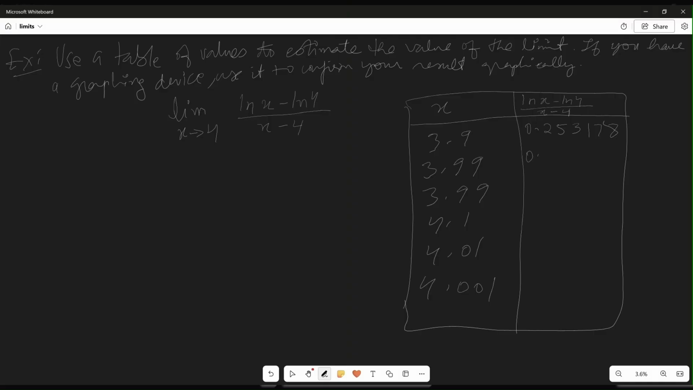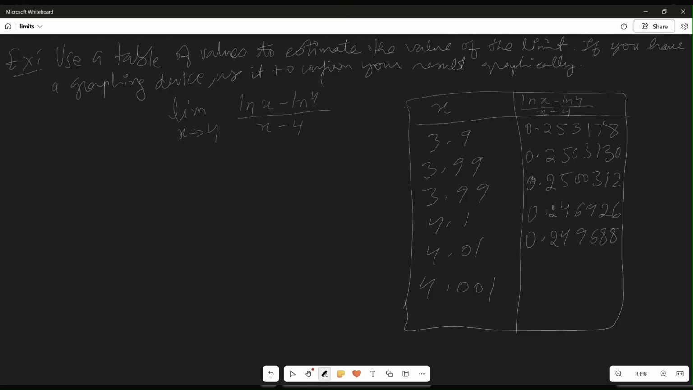And for the next value, it seems to be 0.2503130. And for 3.999, it's 0.2500312. And for 4.1, it seems to be 0.2469. I'm pretty sure you already guessed the answer.